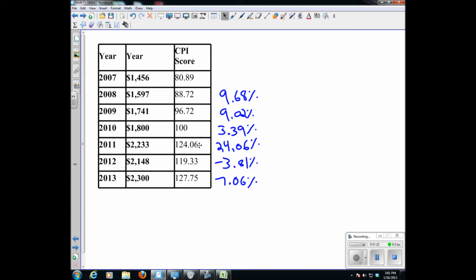Remember that the latter year is always going to be year 2 and the earlier year is always going to be year 1. So our final answers to these then would be 9.68% inflation at the beginning all the way down. We had 7.06% inflation in the last year.